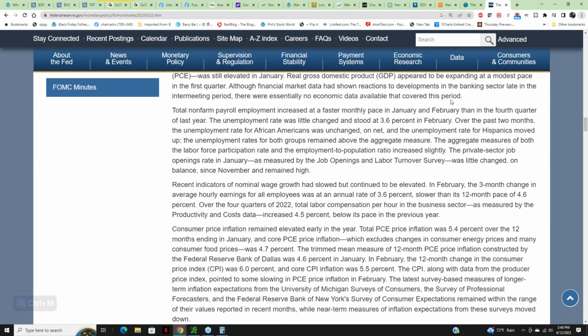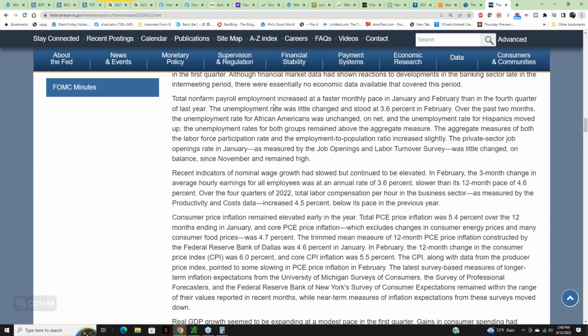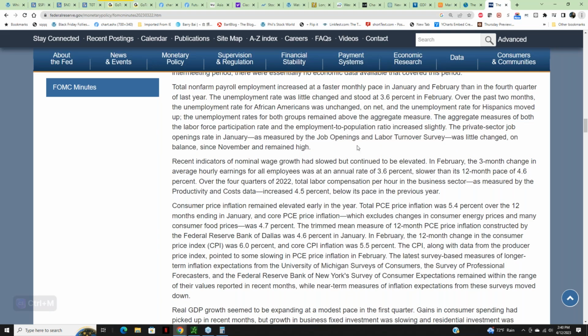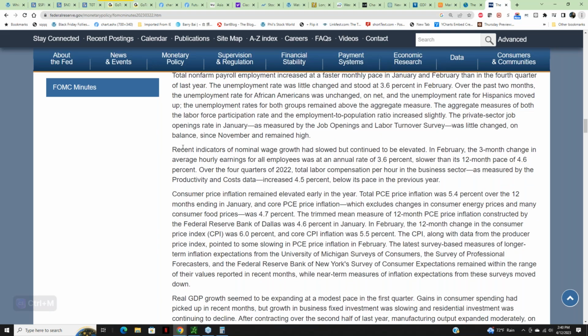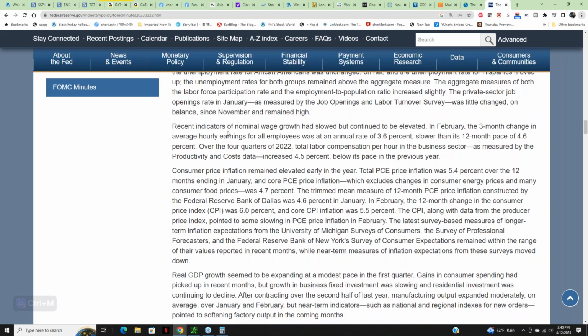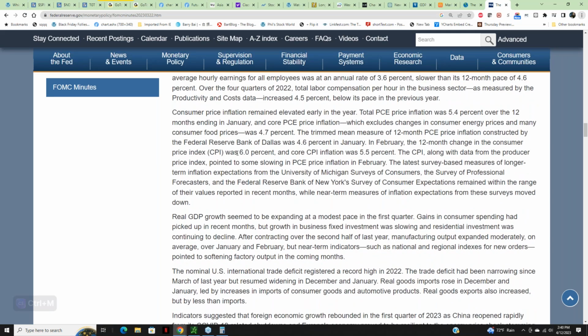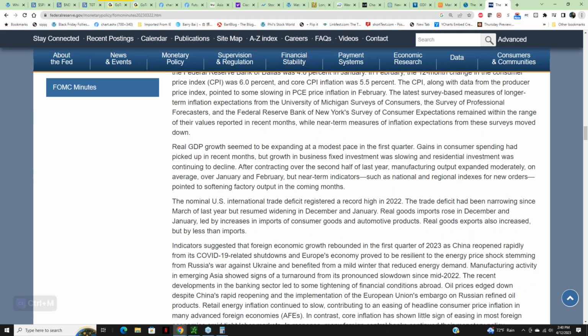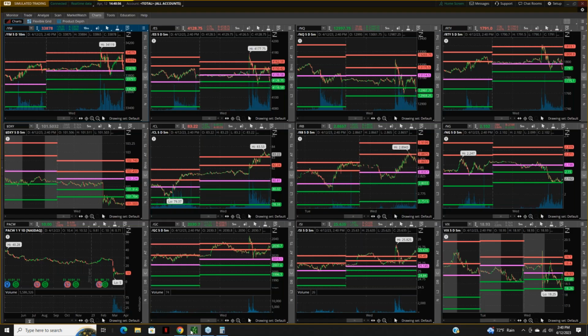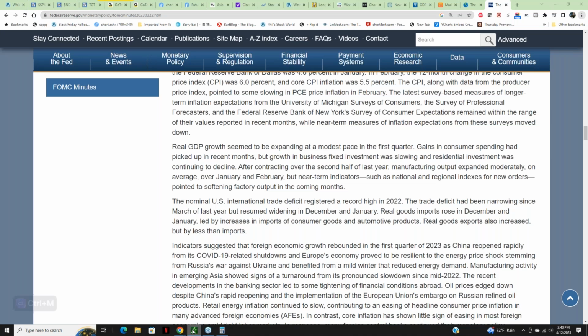March, again, aberration. We were going up. We had a banking crisis. We went down. That has nothing to do with reality. Unemployment rate is still at the same place. Aggregate measures of both participation, little change, blah, blah, blah. Recent indicators of nominal wage growth had slowed but continue to be elevated. Consumer price inflation remained elevated. This is not a good report at all. No wonder the market's down. How are we doing? Oh, that's bad.